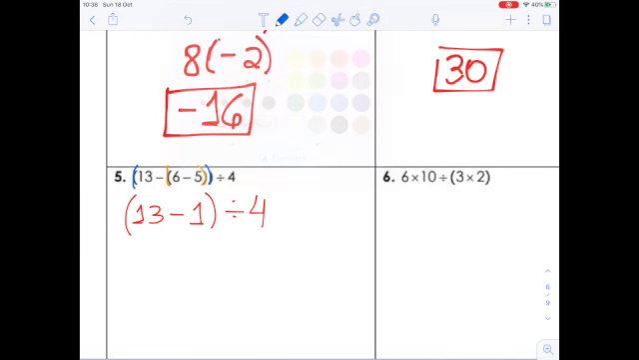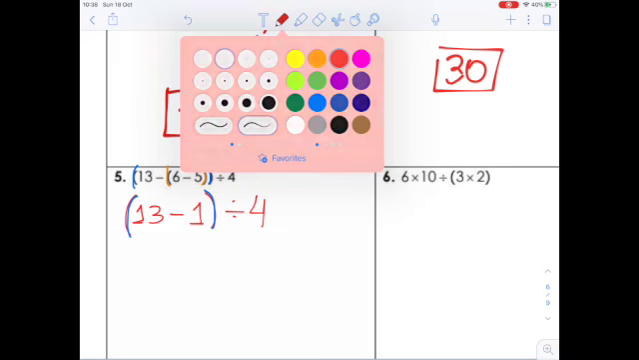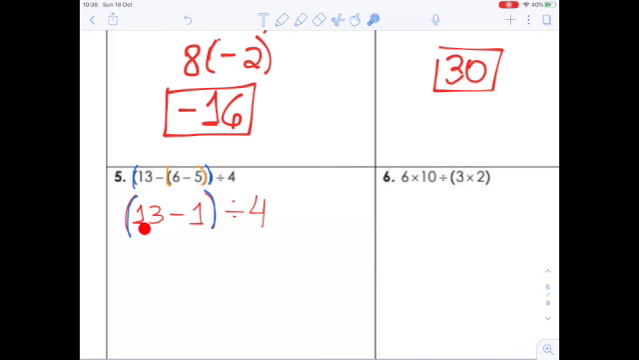Notice that these remaining parentheses over here are my original blue parentheses, okay? Then we have to do 13 minus 1, which is going to be 12. I can now remove the parentheses because I only have one number inside of them. 12 divided by 4, which is going to be 3.